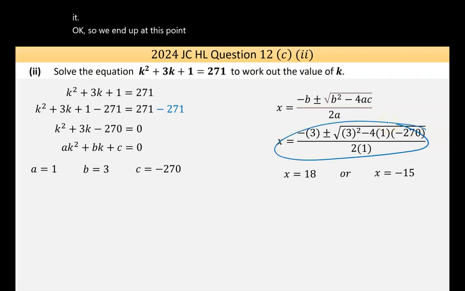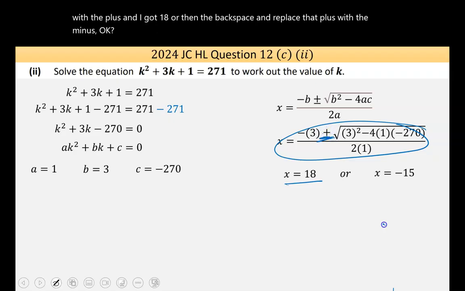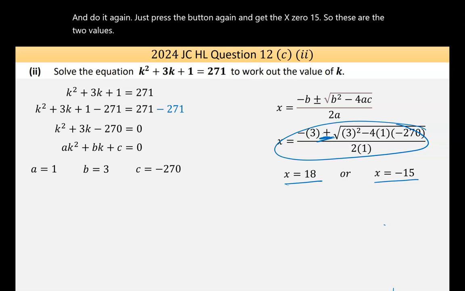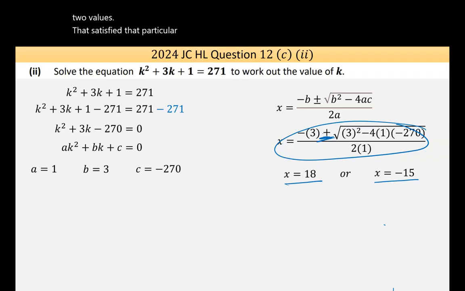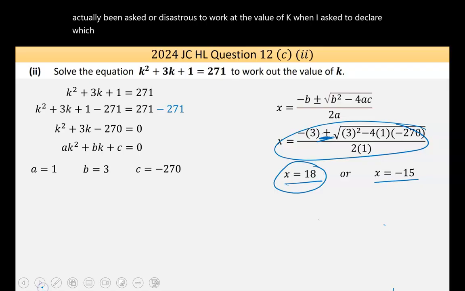Now at this point you can put it in the calculator with the plus, and I got 18, or then backspace and replace that plus with the minus, and do it again. Just press the button again and get x is equal to minus 15. So these are the two values that satisfy that particular equation. Now I assume we have to declare one of them. This would probably be the preferable answer because it's positive, but I'm not sure if that's actually been asked. We're just asked to work out the value of k, so that's probably okay.